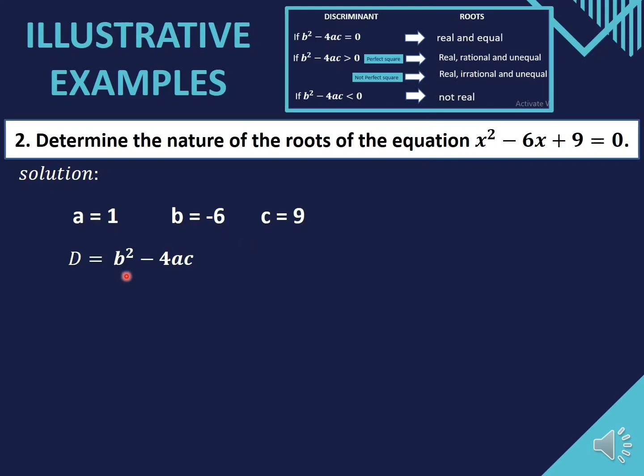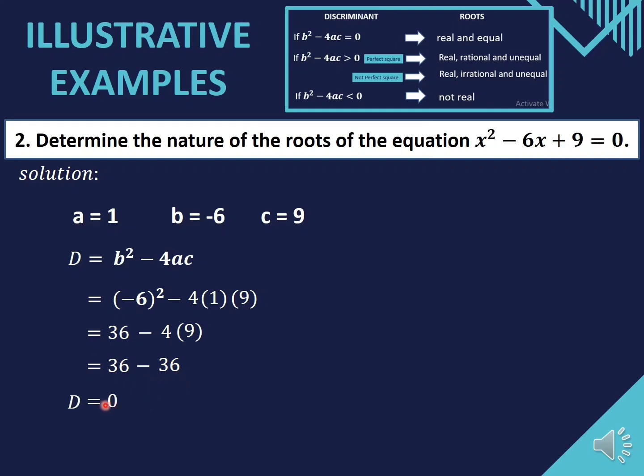And the discriminant is equal to b squared minus 4ac. Let us substitute. B is equal to negative 6 squared minus 4 times a is 1 times c, which is 9. Negative 6 times negative 6, or negative 6 squared, is equal to 36. Minus 4 times 1, we have 4, so times 9. Now 36 minus, what is 4 times 9? We have 36. And 36 minus 36 is 0.